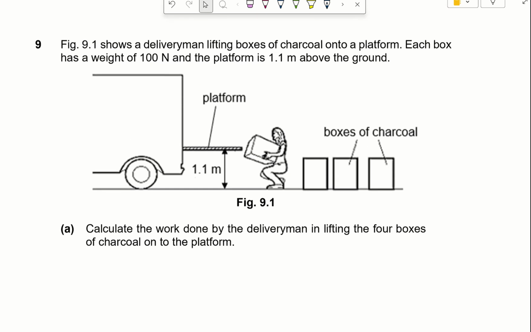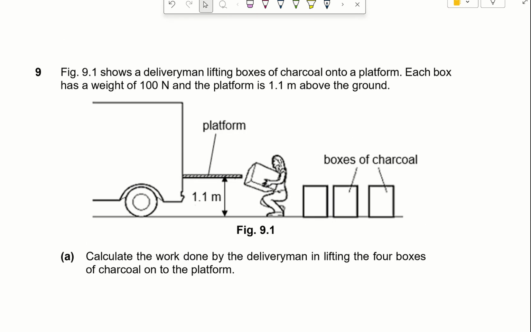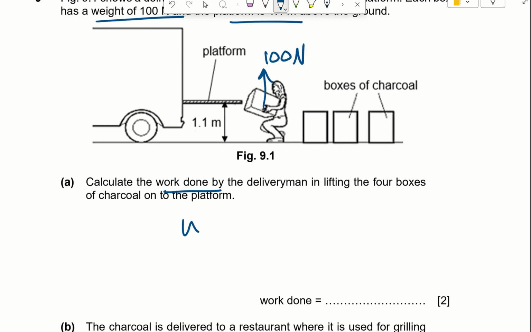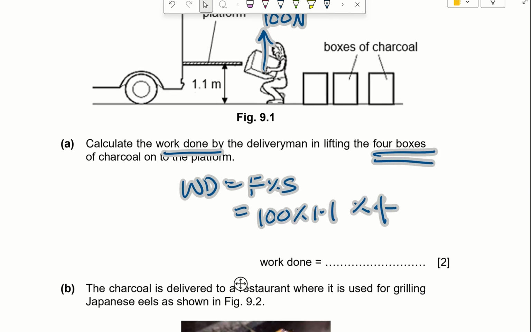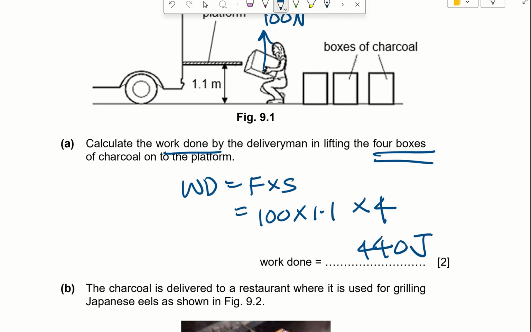Okay, figure 9.1 shows the delivery man again lifting boxes of charcoal onto a platform. Each box has a weight of 100 newtons, so he actually needs to exert a force of 100 newtons. And the platform is 1.1 meters. Calculate the work done. Now, simple. Work done equals force times distance moved in the direction of the force. So it's 100 times 1.1. But we have 4 boxes, so we need to multiply by 4. So that will give me 440 joules.